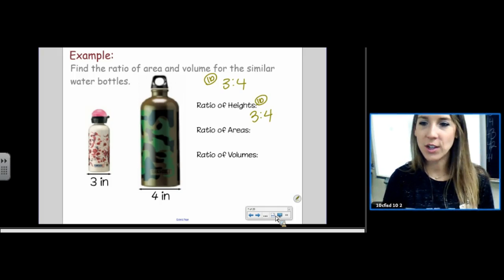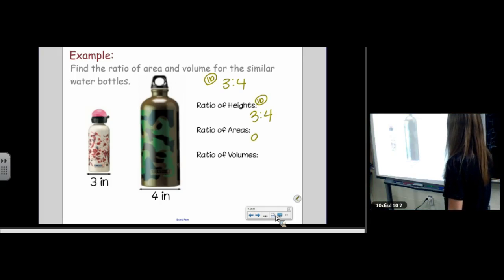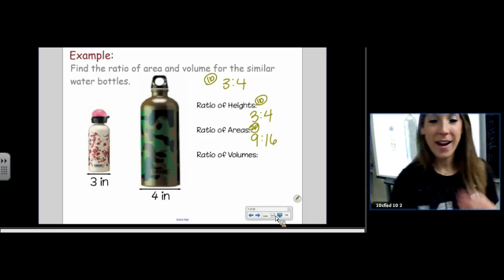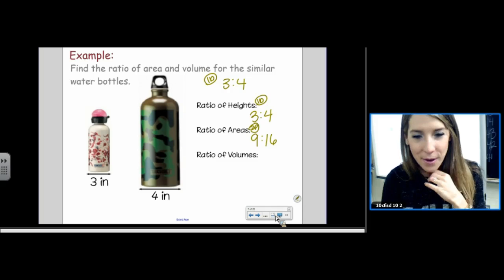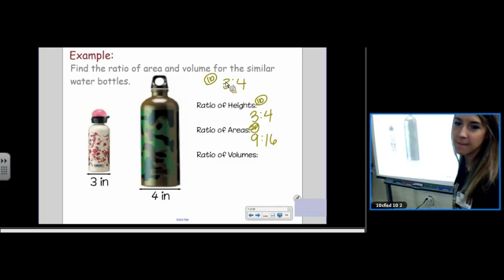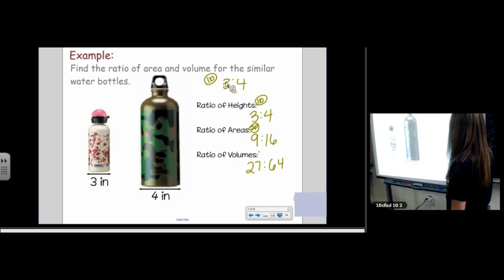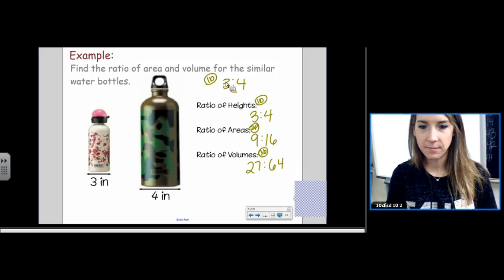What's the ratio of their surface areas? Cool. Square the 3, square the 4. Good. And finally, the ratio of their volumes. Make sure you know how to cube something in your calculator. 3 cubed is 27, and 4 cubed is 64. Easy enough. There's no tricks here. That's it. Let's try some more.